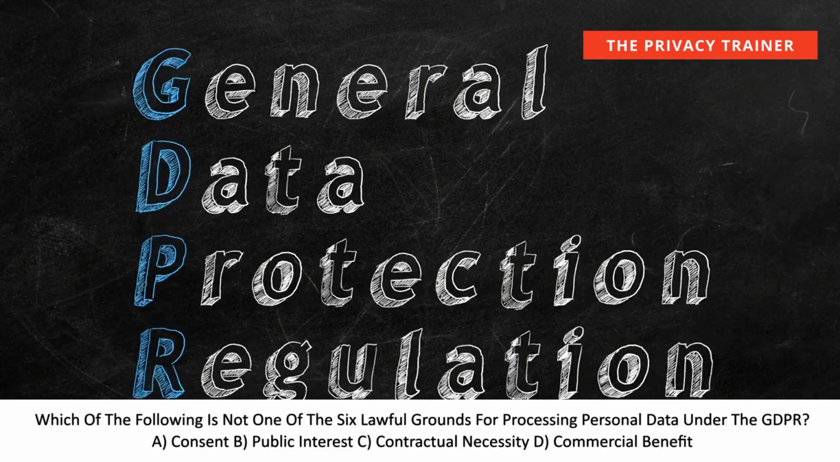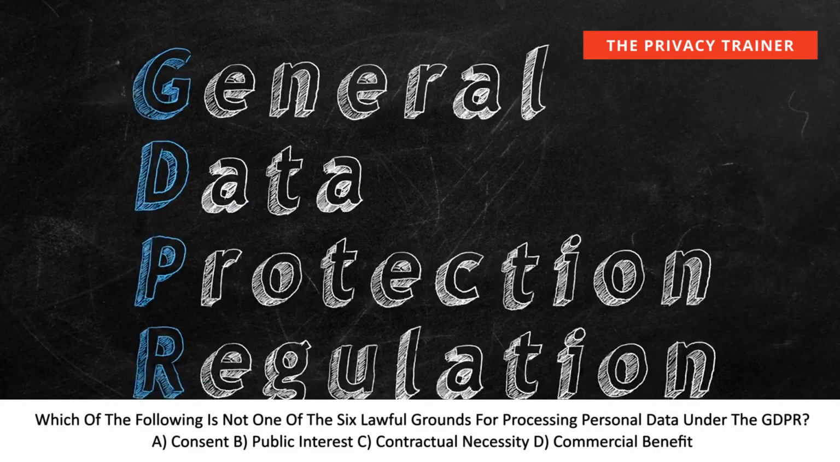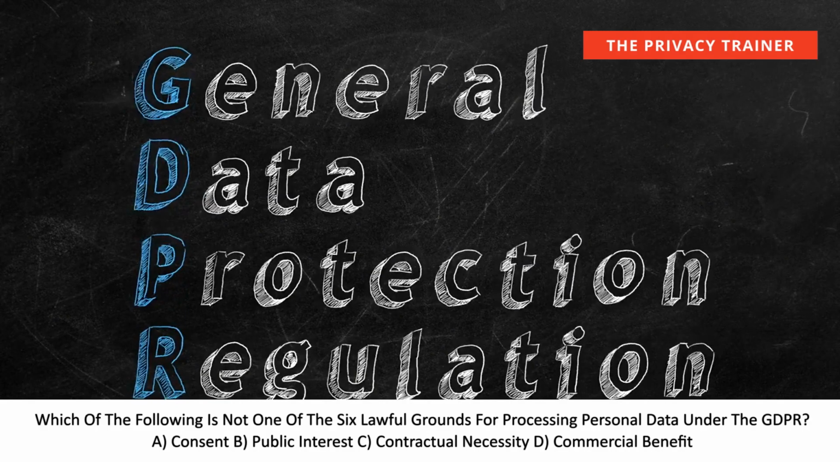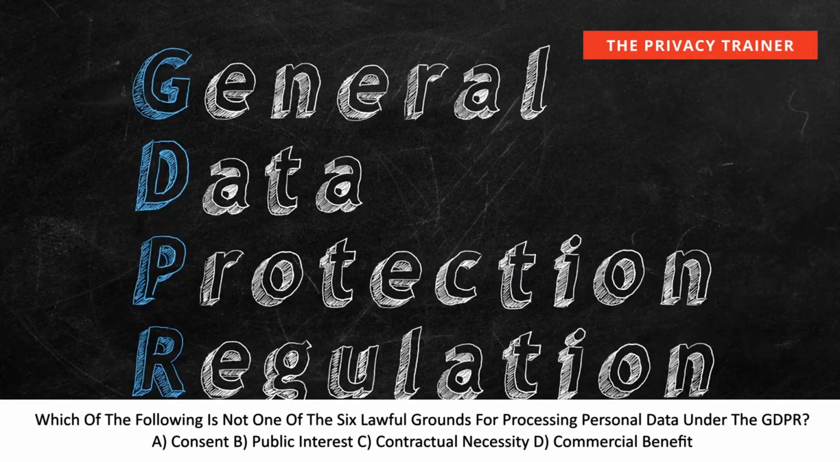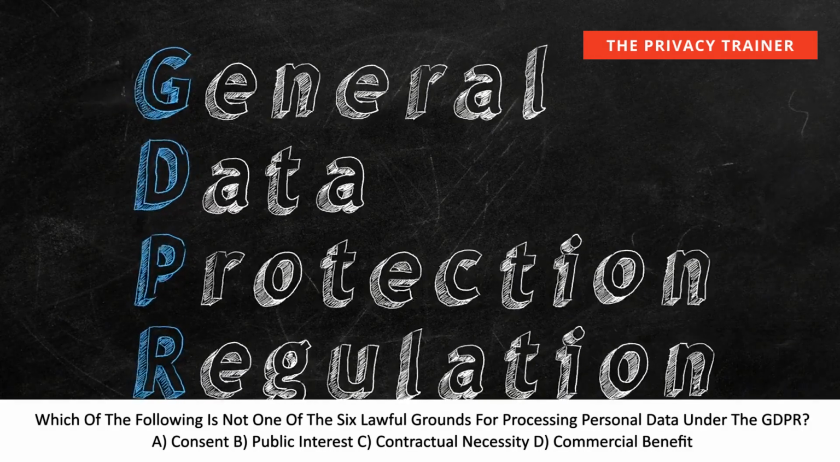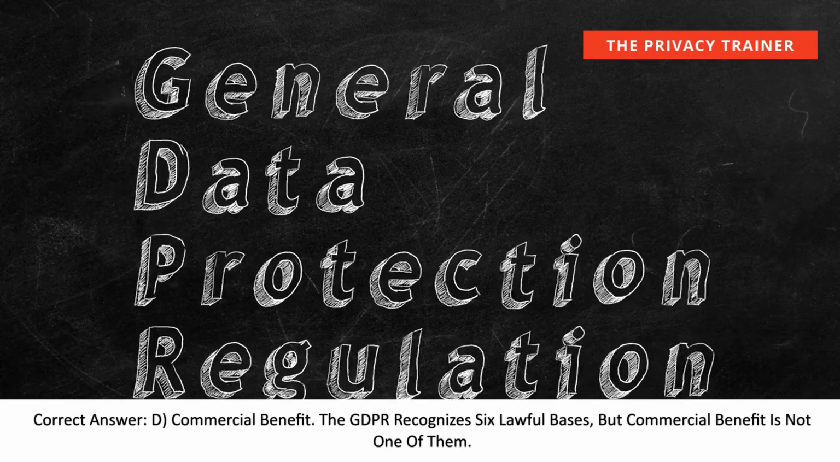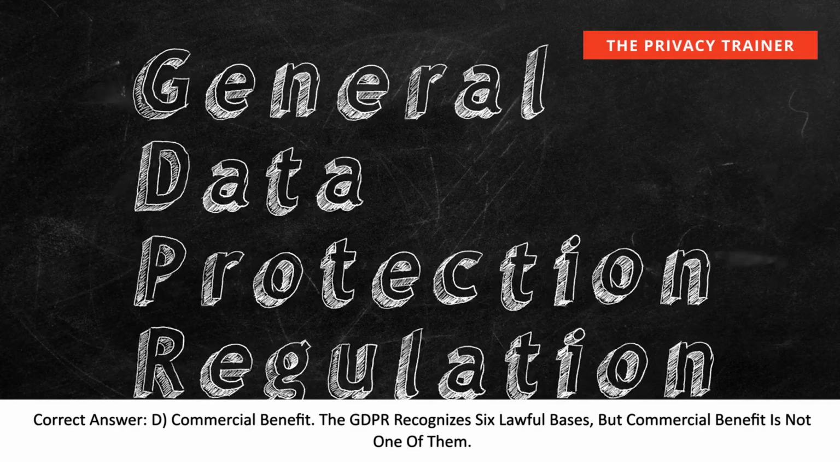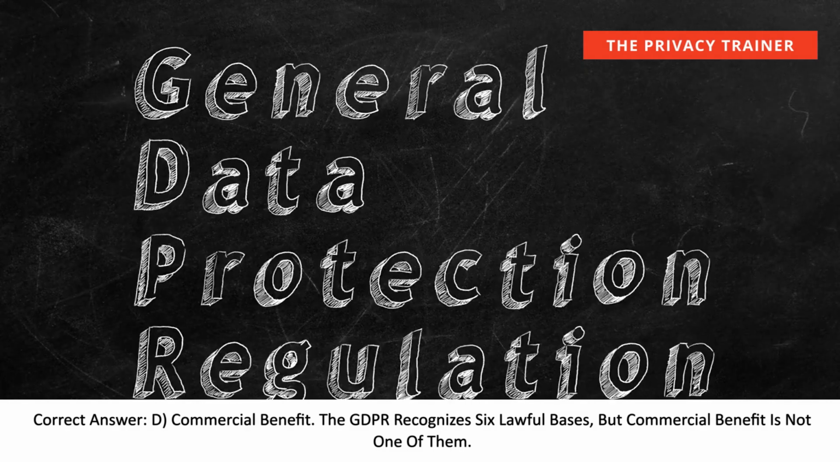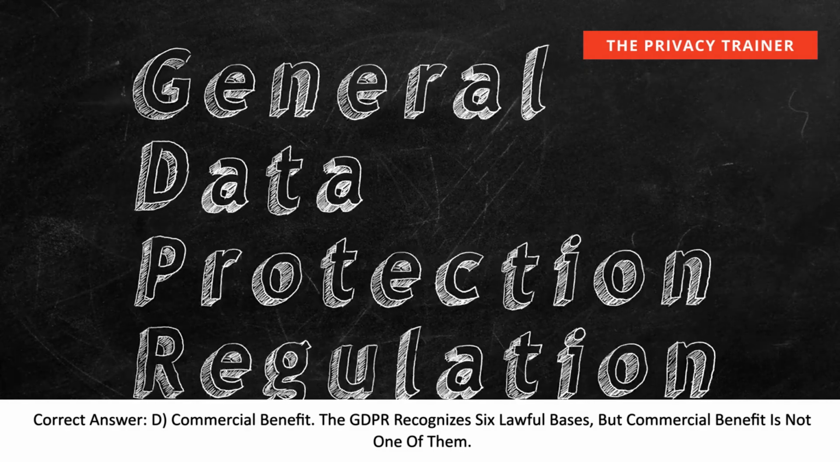Which of the following is not one of the 6 lawful grounds for processing personal data under the GDPR? A. Consent. B. Public interest. C. Contractual necessity. D. Commercial benefit. Correct answer: D. Commercial benefit. The GDPR recognizes 6 lawful bases, but commercial benefit is not one of them.